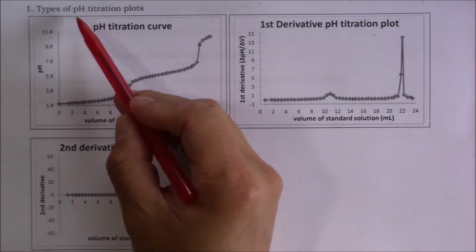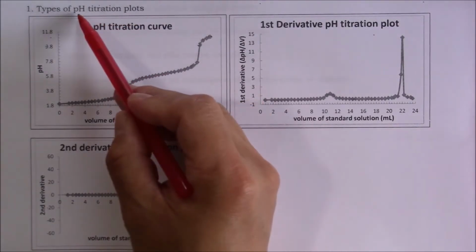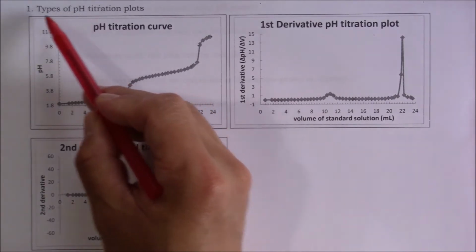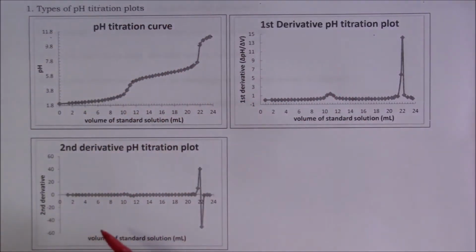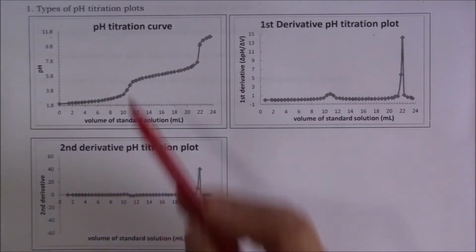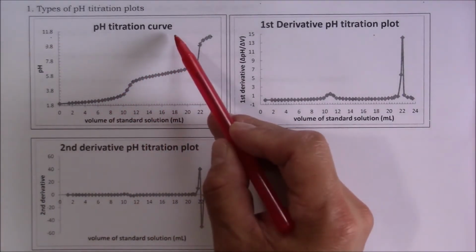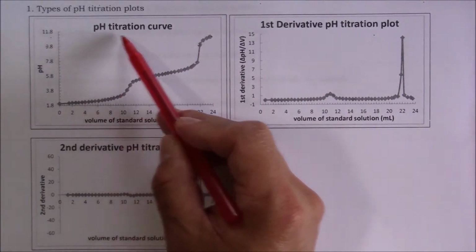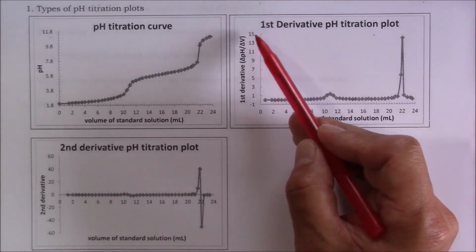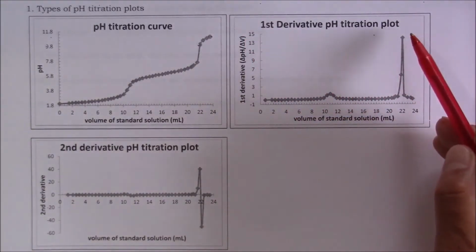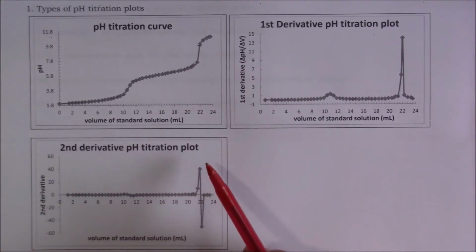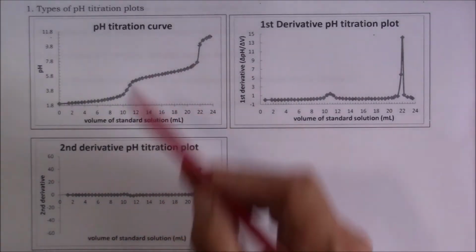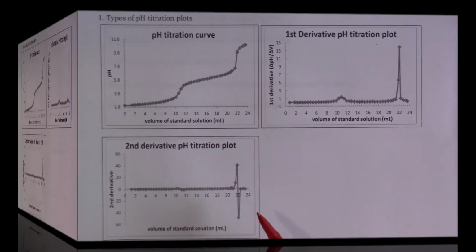When we conduct an acid-base titration with a pH meter, we need to create pH titration plots to process our data. These are the three common pH titration plots we need to create to process our data. pH titration curve, well, I should put down pH titration plot. First derivative pH titration plot and second derivative pH titration plot. Now let me teach you how to create these three different types of pH titration plots.